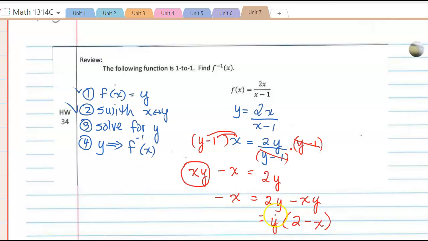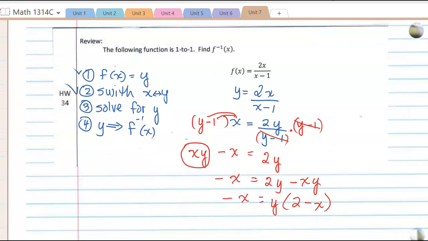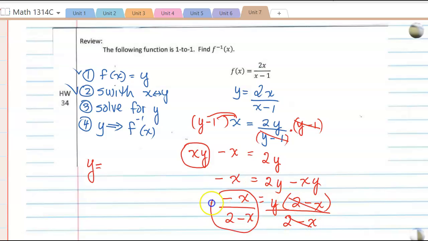And we can see by doing the distributive property, we'd get 2y, and we'd also get negative xy. And on this side, I would have just my minus x, or negative x. From here, to solve for y, I just need to divide both sides by 2 minus x. And I find that y is equal to this fraction of negative x over 2 minus x.